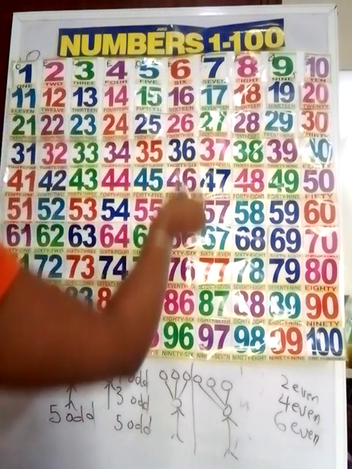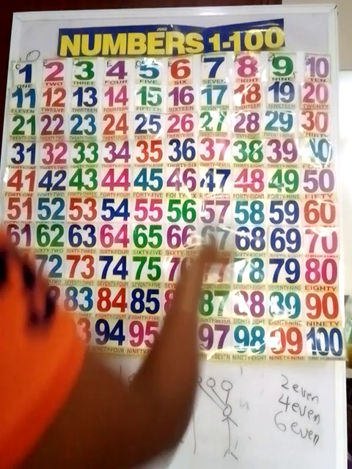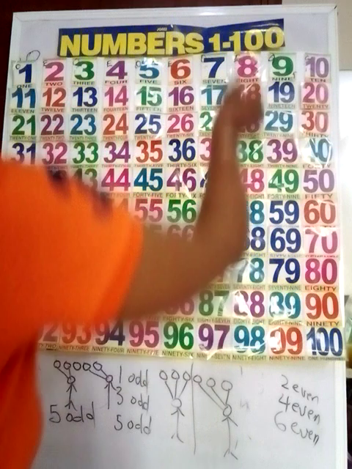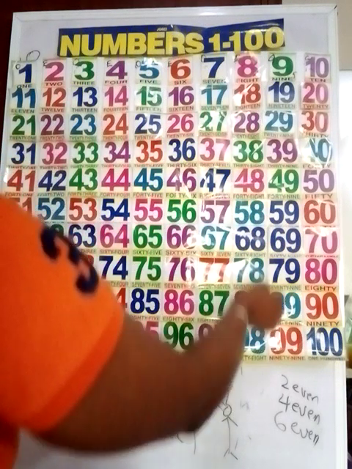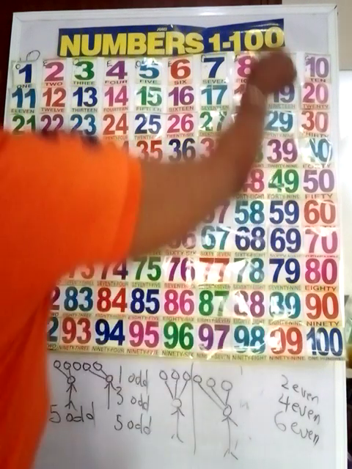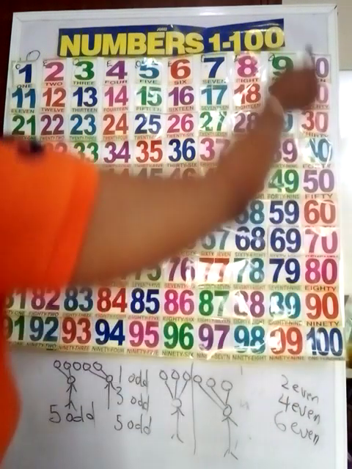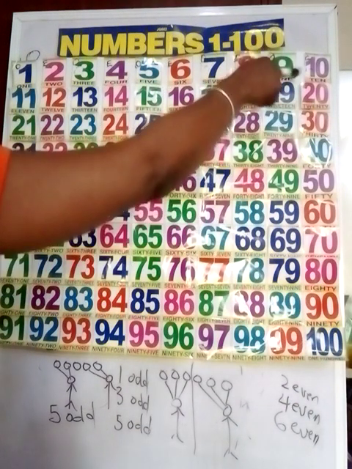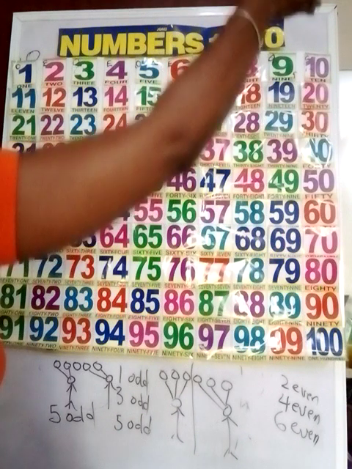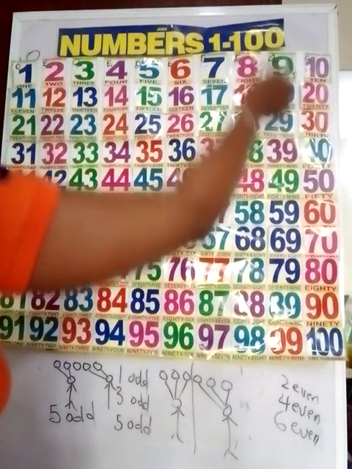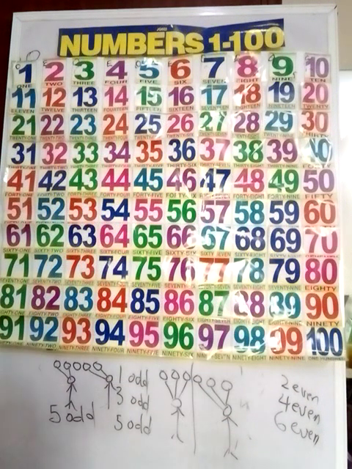6 is even. All the numbers that end in 6 are even. 7 is odd. All the numbers that end in 7, they are odd. 8 is even. All the numbers that end in 8, they are even. 9 is odd. All the numbers that end in 9, they are odd. And 10 is even, or 0. Numbers that end with 0, they are even. So all the numbers you're seeing here in the column of 10, they are even numbers.